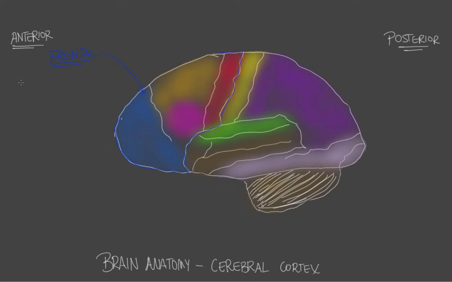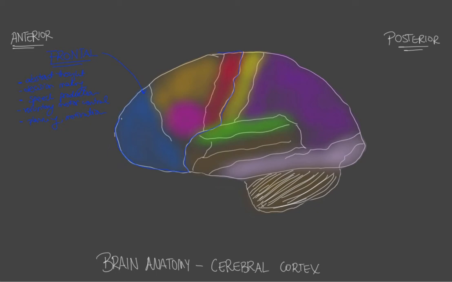And this is the lobe that is responsible for your abstract thought, decision making, speech production, voluntary motor control, as well as planning, motivation, some aspects of your personality.